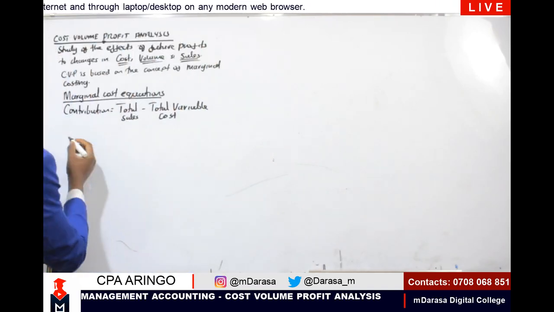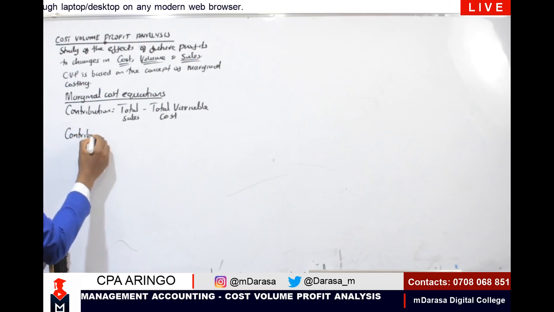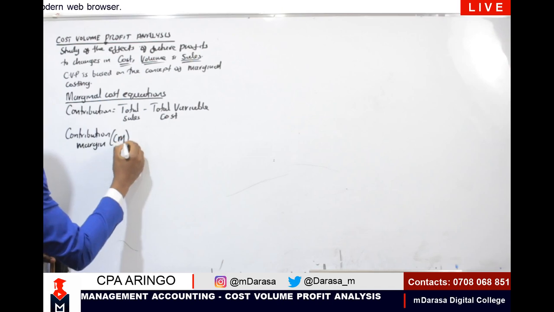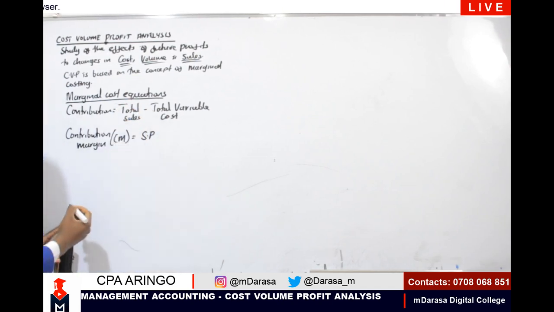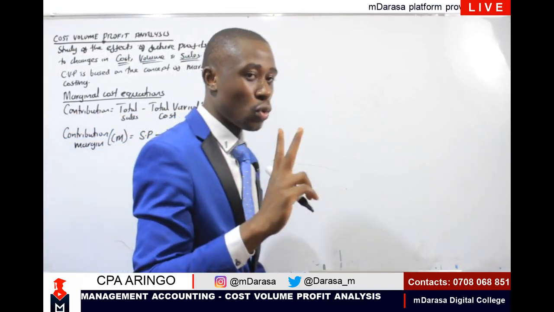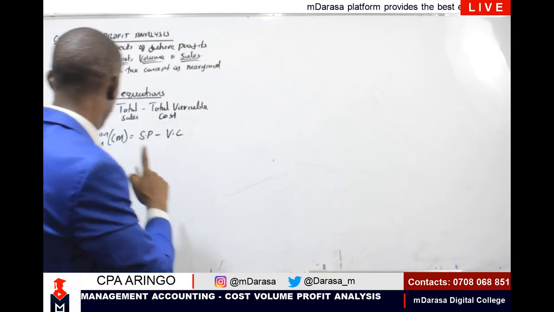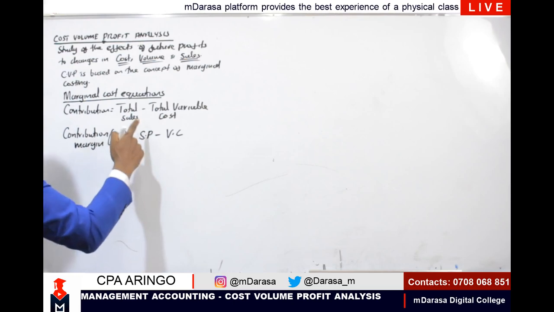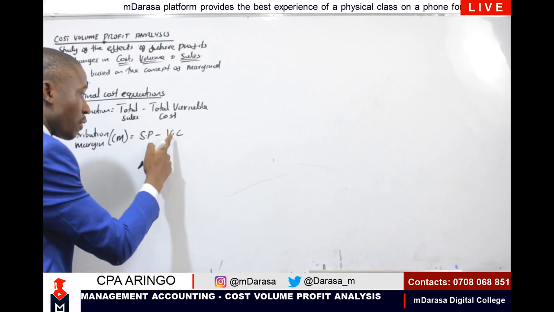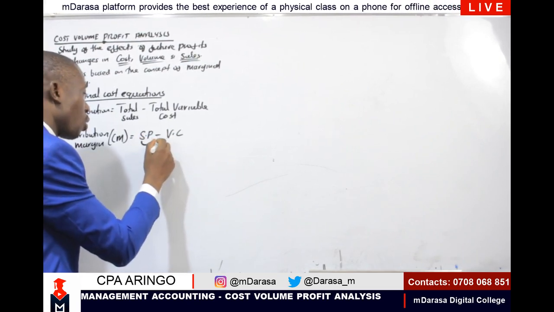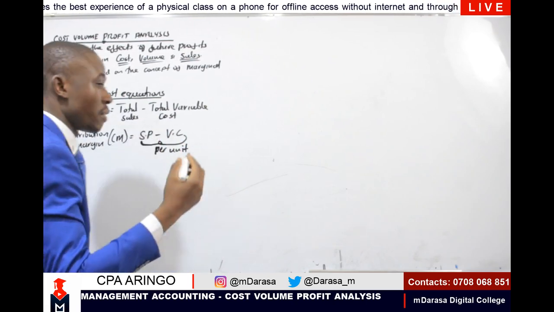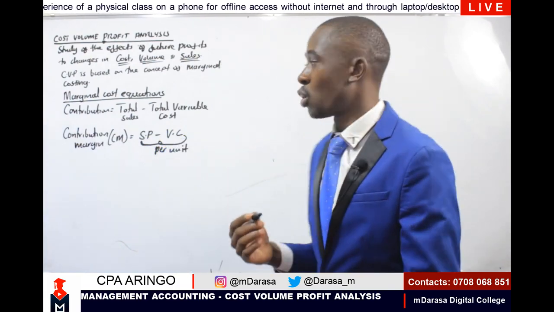Don't confuse it with contribution margin, because we have contribution and we also have contribution margin. Contribution margin, commonly known as CM, is our selling price per unit minus variable cost per unit. I want to mark the difference between the two. Contribution is total sales minus total variable cost. Contribution margin is selling price per unit minus variable cost per unit. Ideally, these are on a per unit basis.